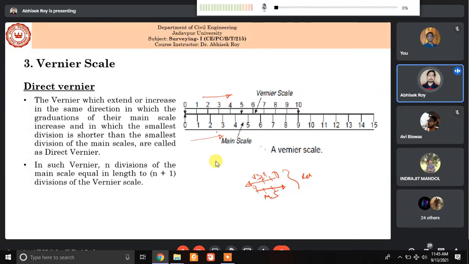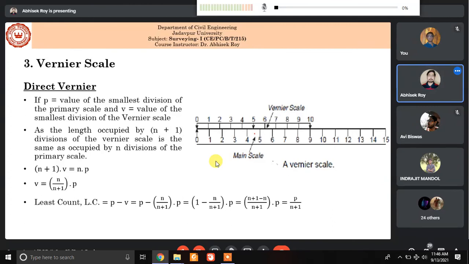So here you can see n divisions of the main scale are equal to n plus 1 divisions of the vernier scale. So then what will be your least count? As we know, if P is the value of the smallest division of the main scale, say P is here 1 millimeter, then n divisions, or 9 millimeter, means the length NP is actually represented by the 10th division of the vernier scale. That means n plus 1 divisions of the vernier scale. Now in vernier, suppose 1 division is small v. From this to this is small v. Then small v is n by n plus 1 into p.